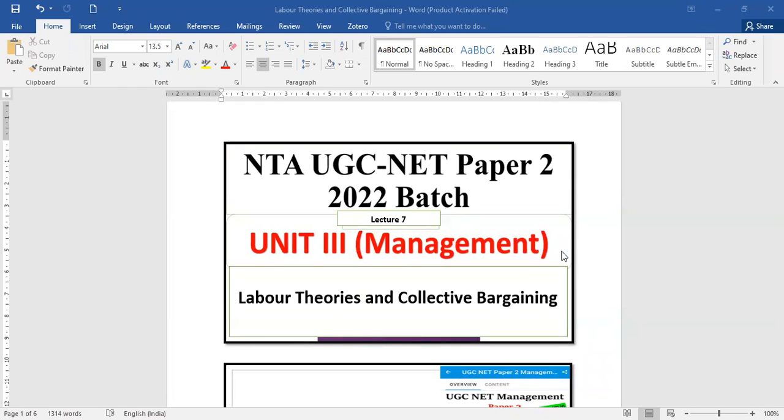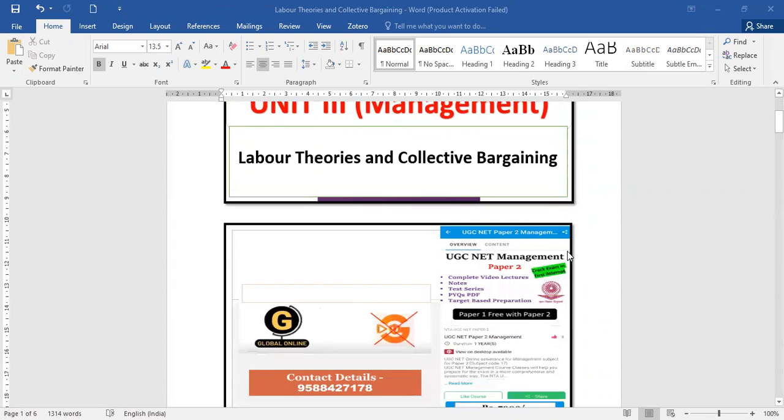So today's lecture basically is on labor theories and collective bargaining. After this we will have one more lecture, and we will complete Unit 3 also. Then we will start marketing topics and entrepreneurship development, that is the last unit, simultaneously. Okay, so let's start the session for the day.